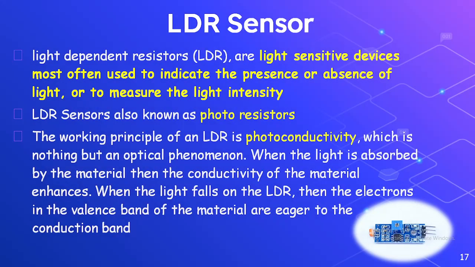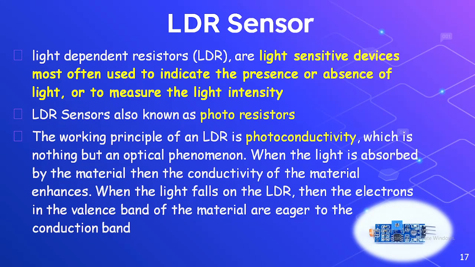And then the LDR sensor. The LDR sensor is nothing but the light dependent resistor, or light sensitive device, most often used to indicate the presence or absence of a light source or to measure the light intensity. LDR sensors are also known as photoresistors.